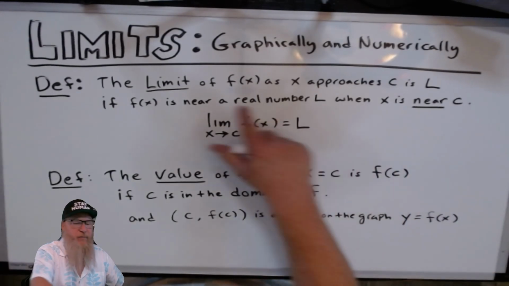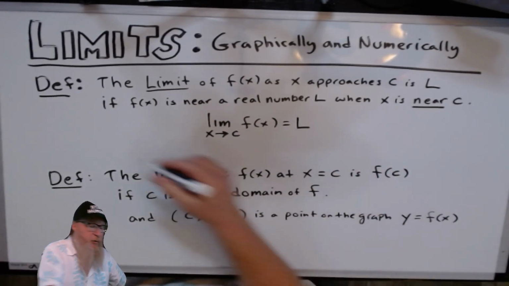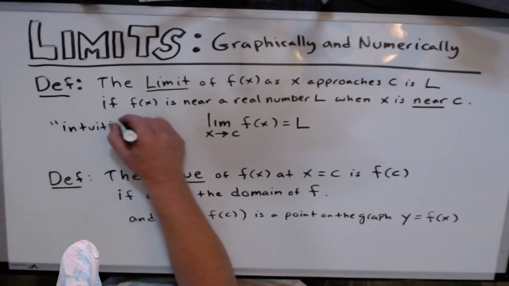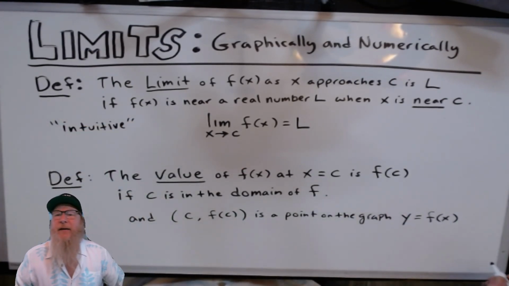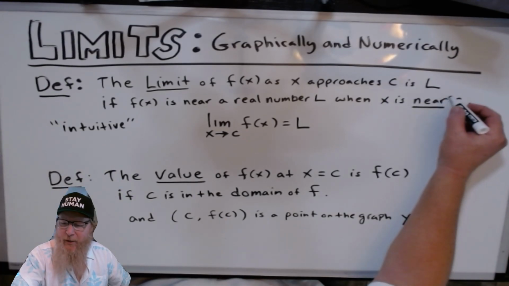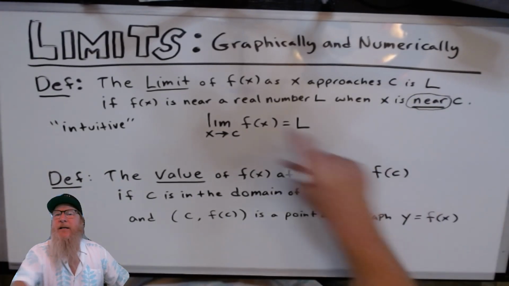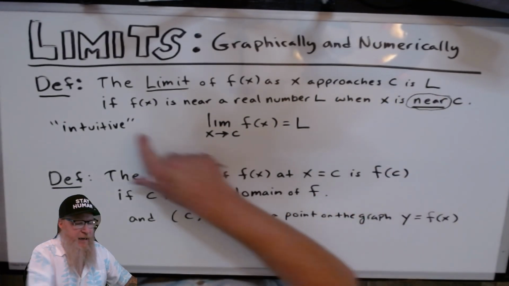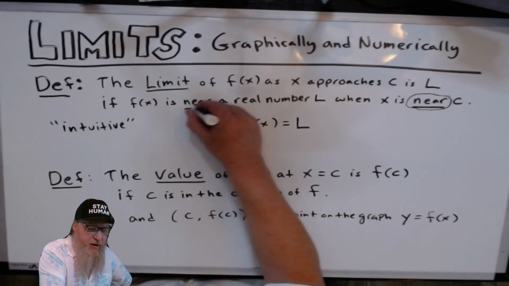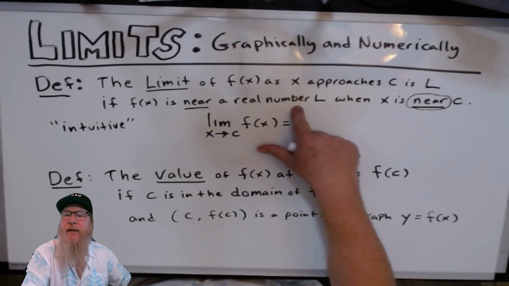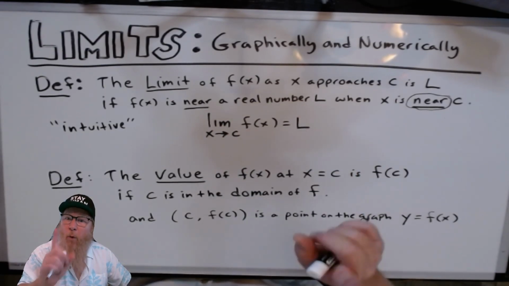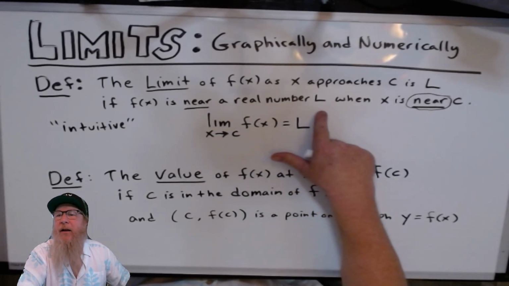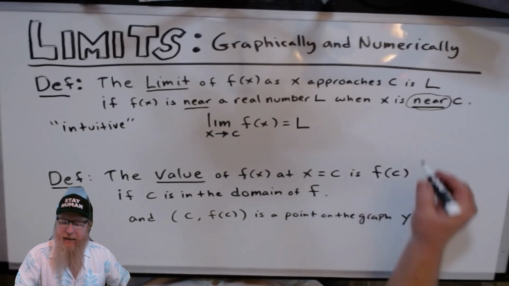So just a quick review of the limit. Again, this is the intuitive definition. This is not the precise definition, which we will get into later. By intuitive, we mean that we use intuitive words like near. So the limit of f of x as x approaches c is L if f of x is near a real number, right? And again, we ran into this in the intro. It must be one real number. I could write one, but I just say a real number L when x is near c.